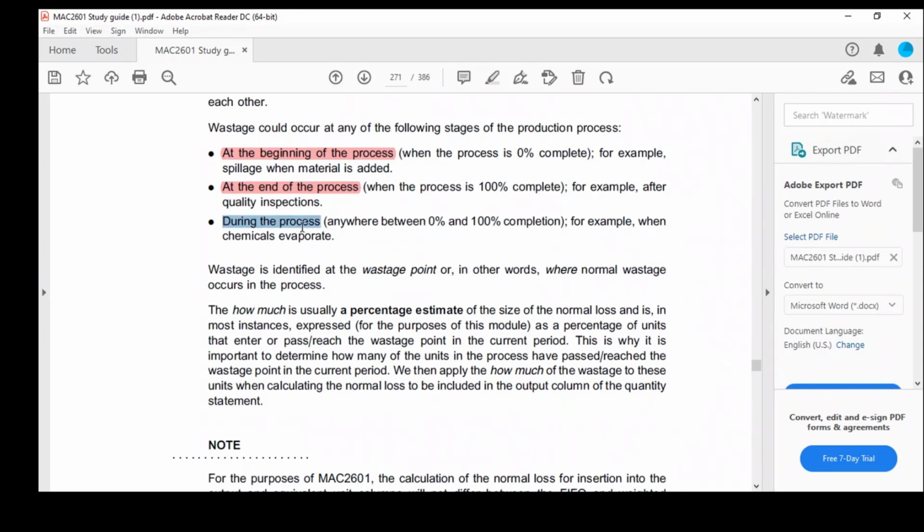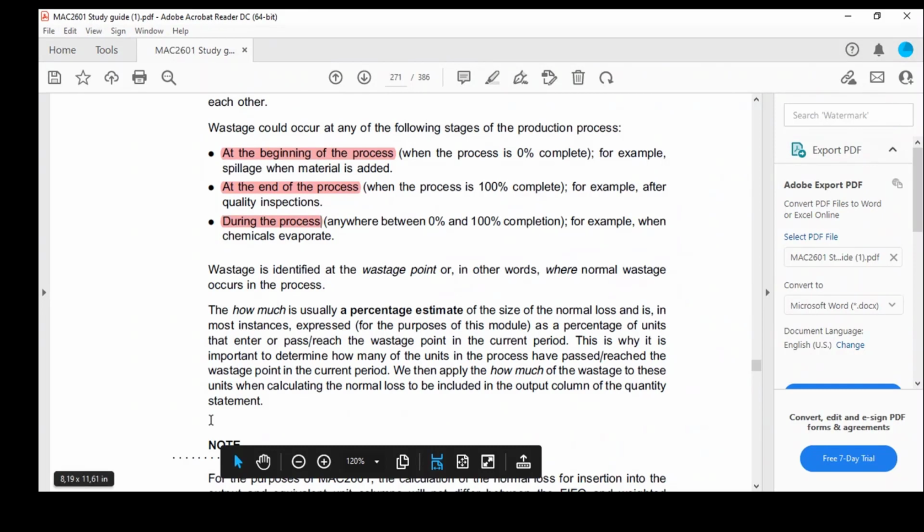And another stage where it could occur is during the process. This is between your 0% and 100% completion.